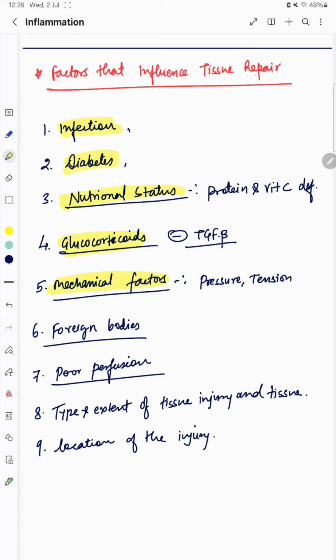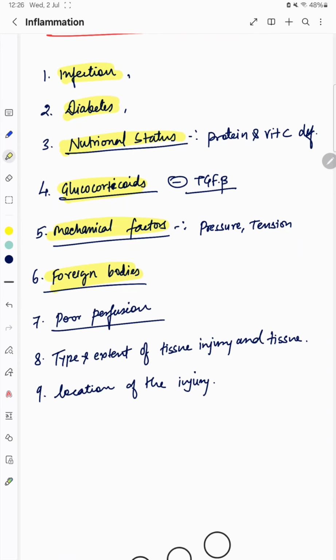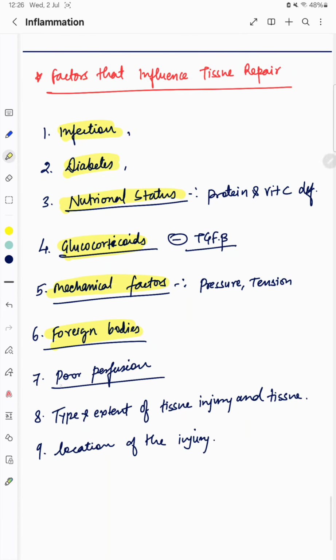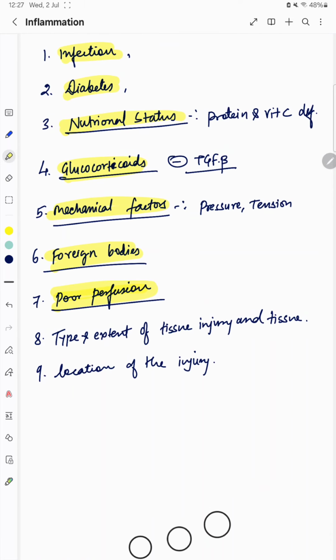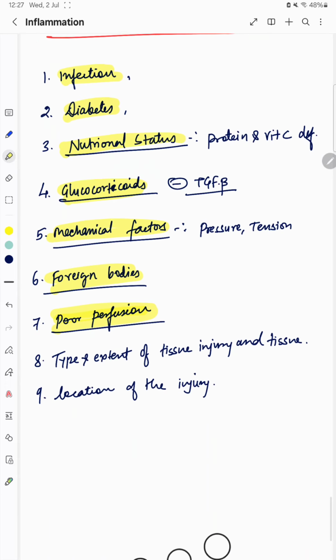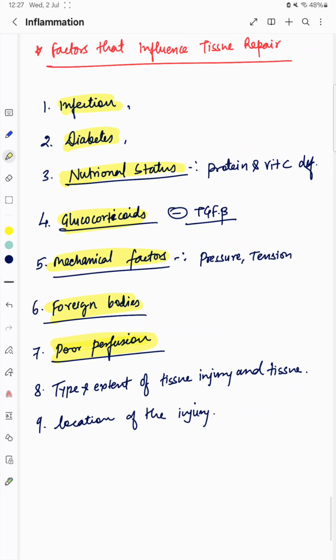Mechanical factors, like if the site of injury is under pressure or tension, will also result into the delayed tissue repair. A foreign body present at the site of injury or site of repair will further hamper the process of tissue repair. Poor perfusion of that site is also a factor that can delay the tissue repair. Type and extent of tissue injury and tissue. As we have discussed, there are three types of tissue: labile, stable and permanent. On the basis of their capacity to regenerate, the tissue repair will occur. This is also based on the type of tissue injury. If there is a severe tissue injury, this will also result into the delayed healing or healing by scar formation. Location of the injury may also play an important role in tissue repair.